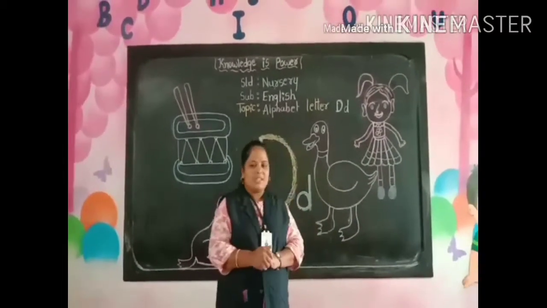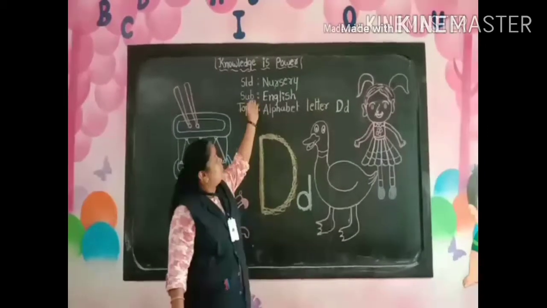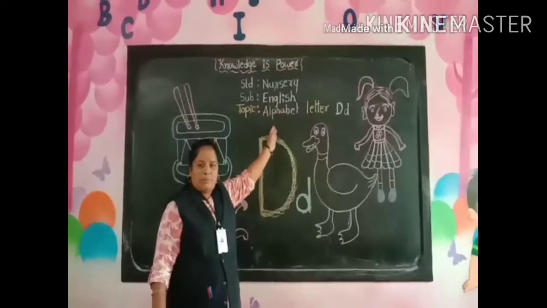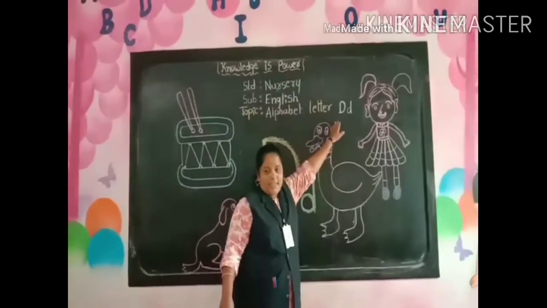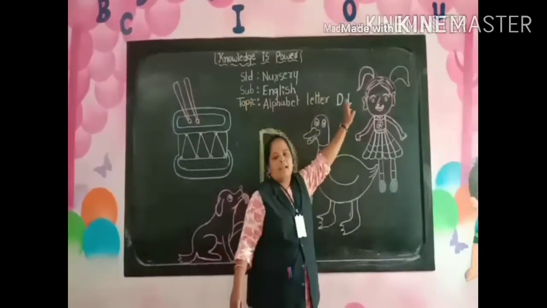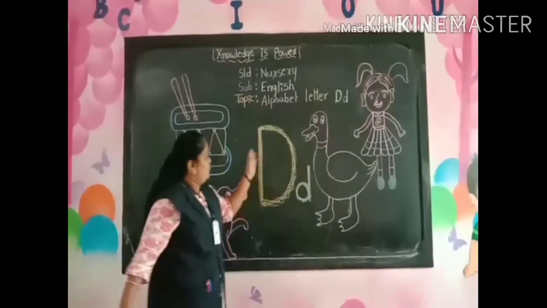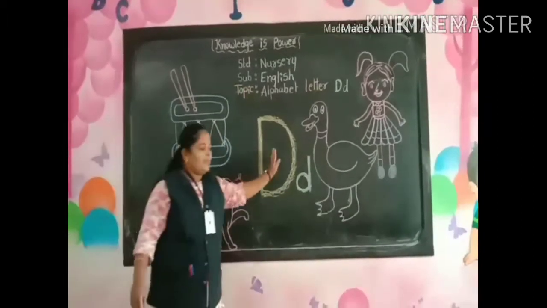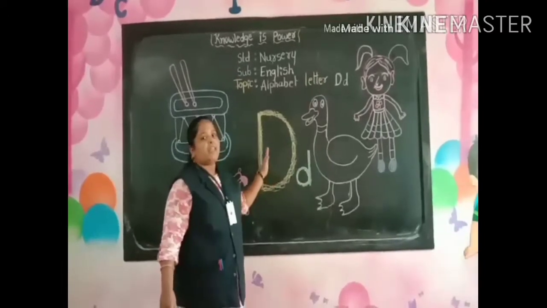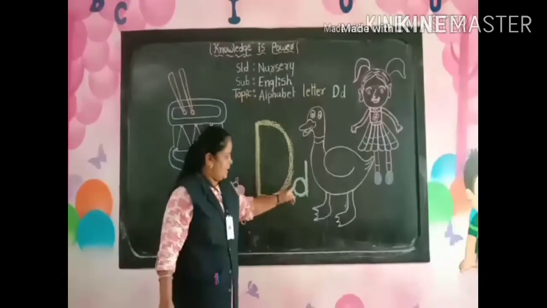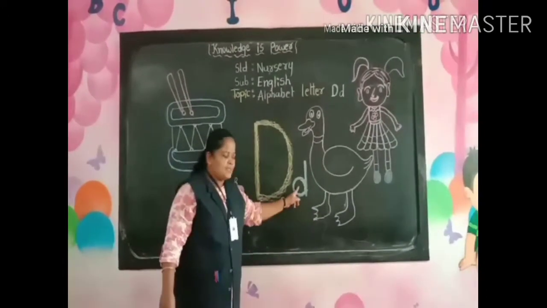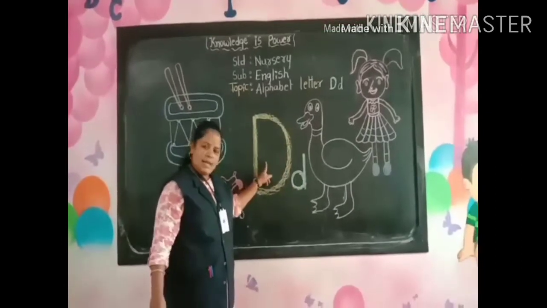Okay? Children, today we are going to learn English subject and the topic is alphabet letter D. Capital D and small d. Look here. This is a D letter. Capital D. Which letter? Capital letter D. And this is small letter d. This is small d and this is capital D.